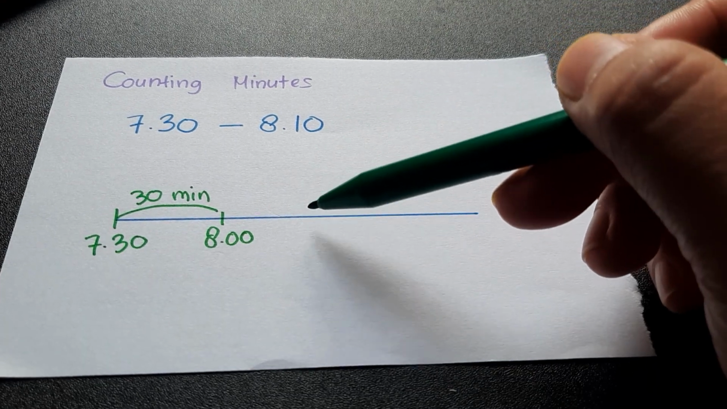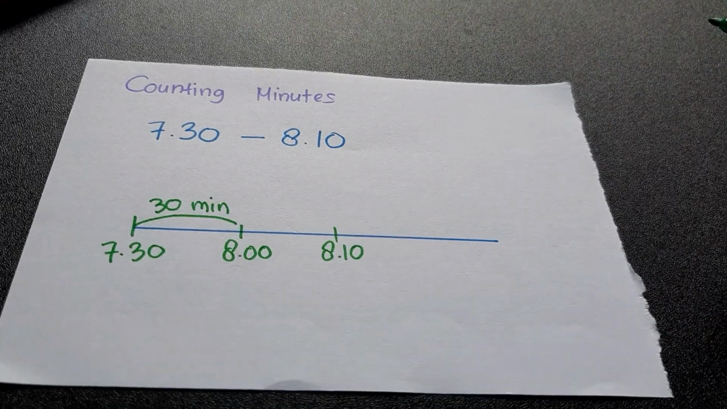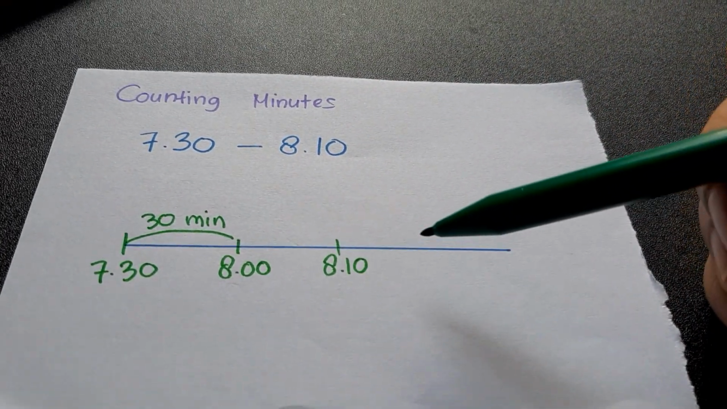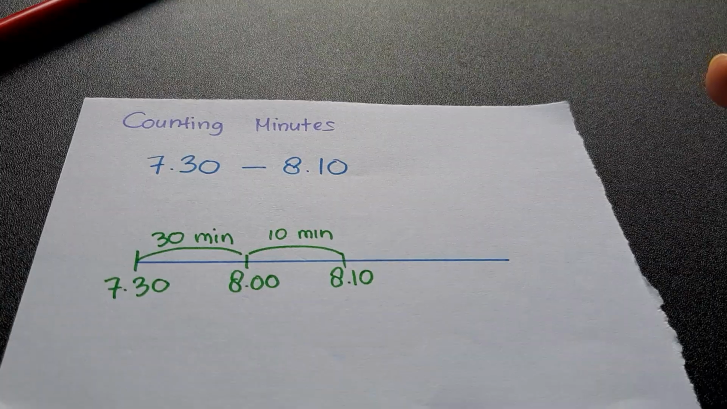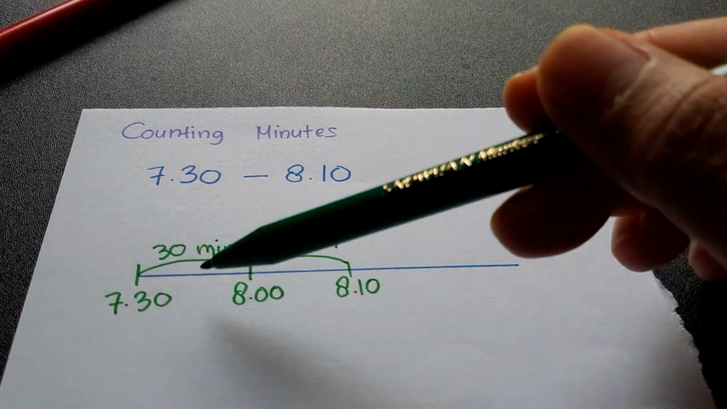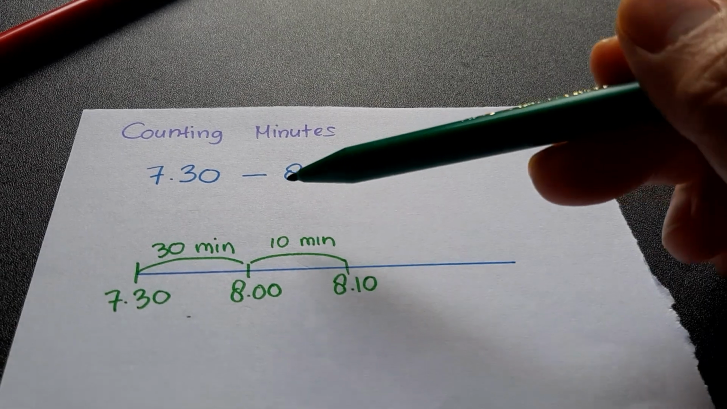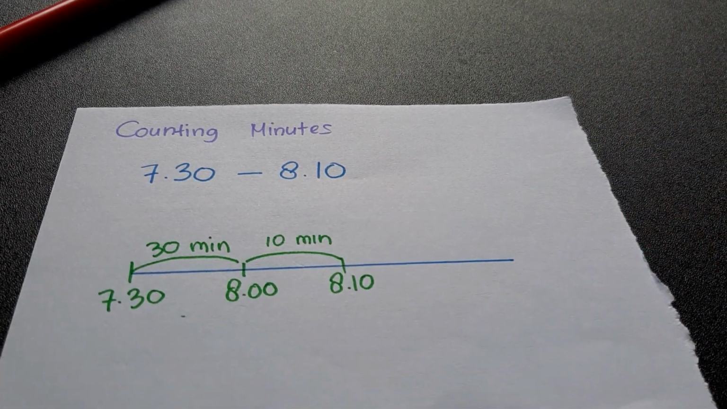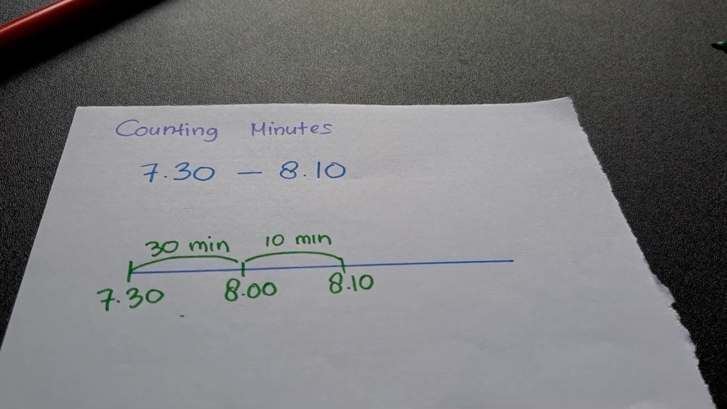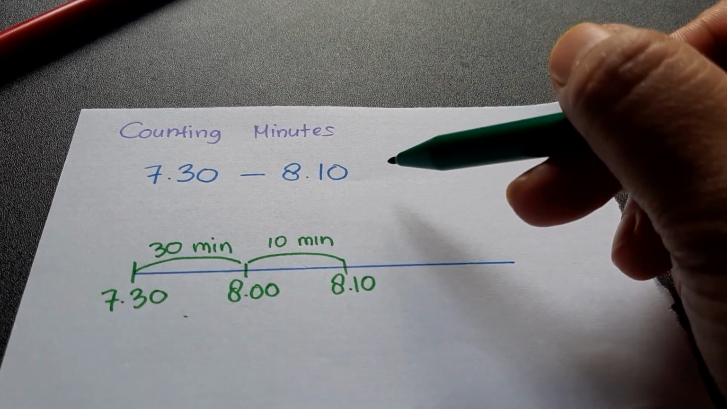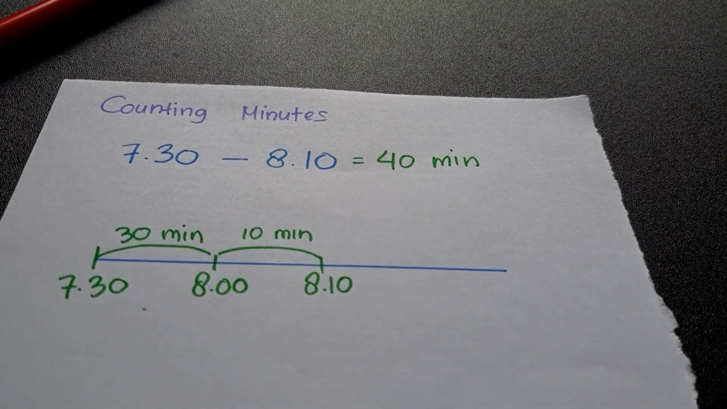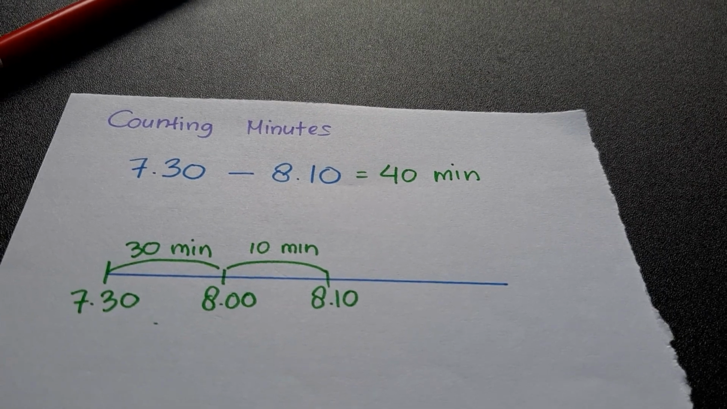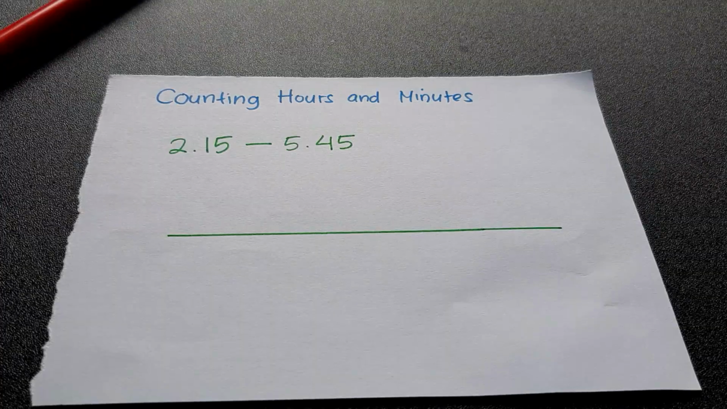Done, and then after 8, we are going to go to 8:10, right? So Miss Uni will write down 8:10 over here. And the next step from 8 o'clock to 8:10 is how many minutes? Yes, 10 minutes. I will write it down over here. Done. So from 7:30 until 8:10 is 30 minutes plus 10 minutes. What is 30 minutes plus 10 minutes? Yep, it's 40 minutes. So I will write down equals 40 minutes. Do you understand? Okay. We've learned about counting minutes. Now we are going to learn about counting hours and minutes.